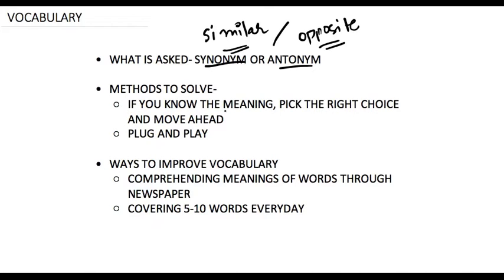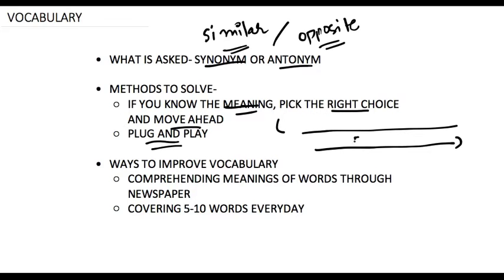The first is when your vocabulary is good. So, if you know the meaning of a certain question, you pick the right choice and you move ahead. This is followed when you are very sure about the meaning. But the second method is most popularly used in examinations, consciously or subconsciously. In the second method, you identify the sentence where the word is mentioned in the comprehension. Let's assume that this is the sentence and this is where the word is mentioned.